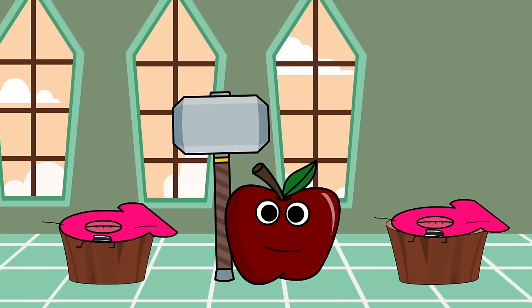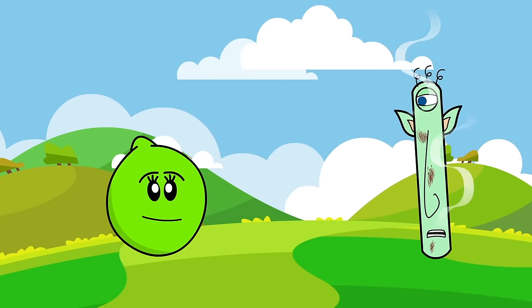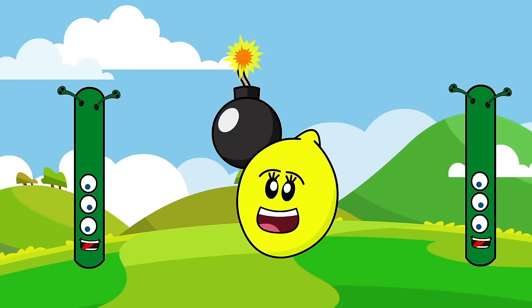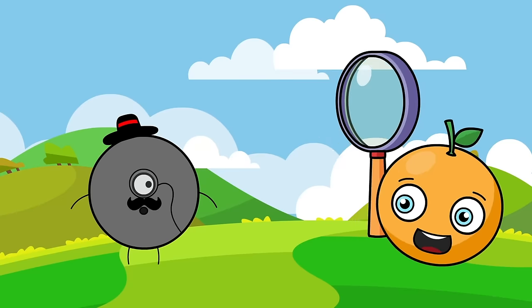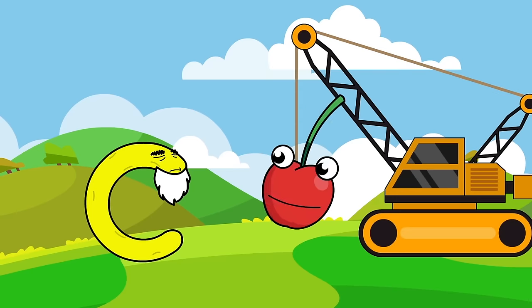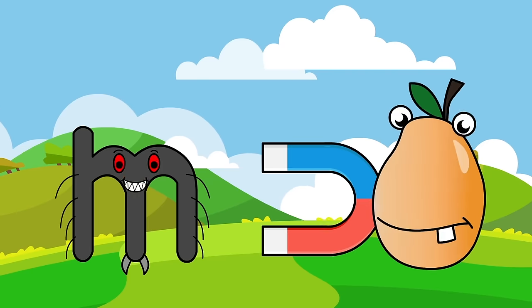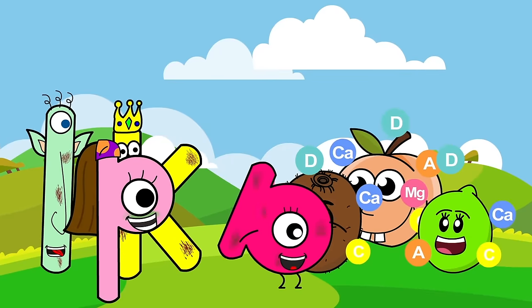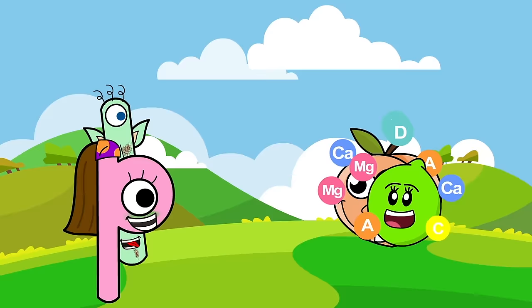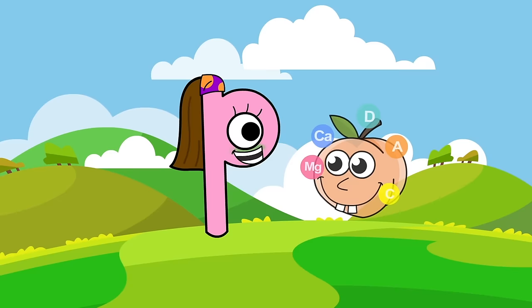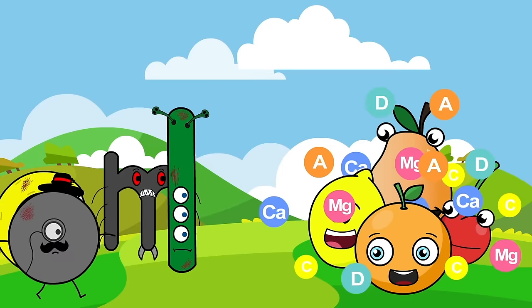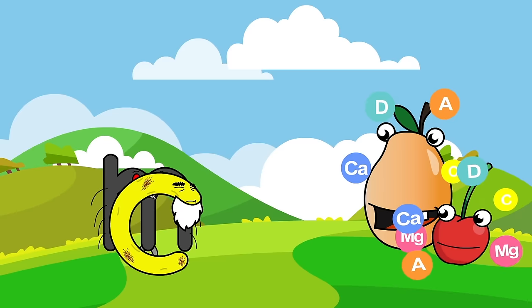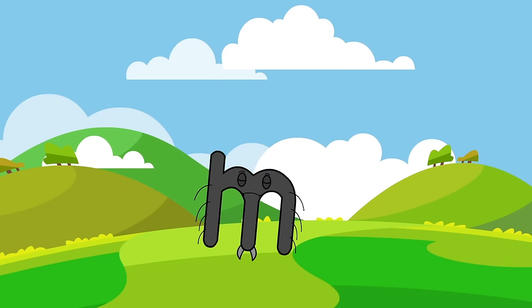Apple, apple, L for lime, lime. K for kiwi, kiwi. P for peach, peach. L for lemon, lemon. O for orange, orange. C for cherry, cherry. M for mango, mango. I love all the fruit. They're so good, good for you. Vitamins and minerals, let's eat them up now.